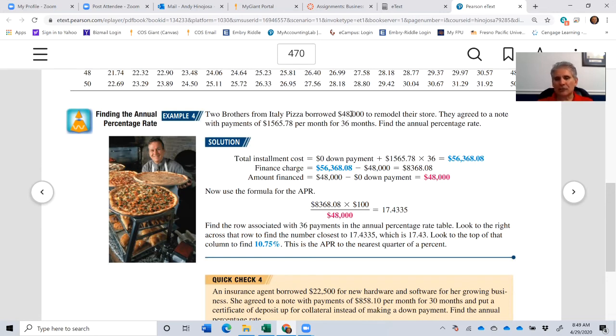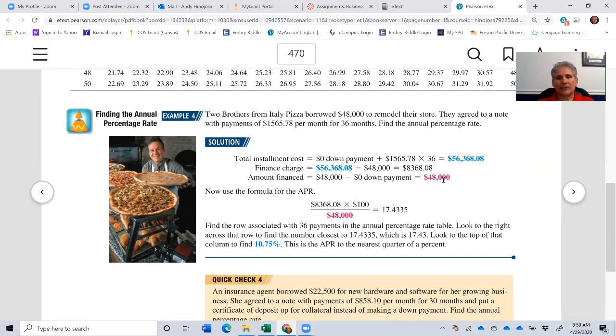Had they just paid cash, they would have paid $48,000. They didn't put any money down. We would have had to subtract if they put any money down, but they didn't. So the cash price was $48,000. 56,368.08 minus 48,000 equals 8,368.08. That difference is the finance charge; this is what they're paying in interest. And then the amount financed is the 48,000 cash price minus the 0 down payment, which gives you 48,000.